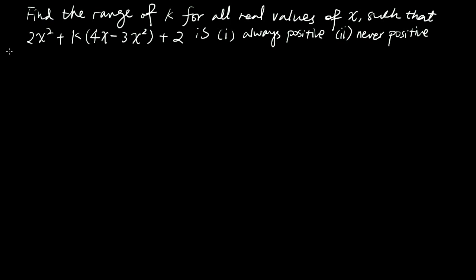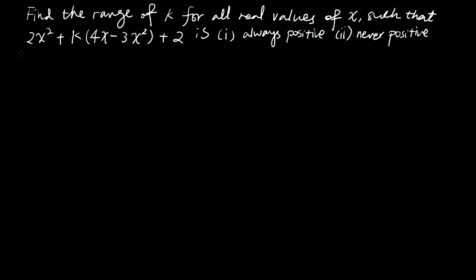Today I'm going to talk about how we solve questions regarding finding the range of k for a particular condition. For example, in this question, find the range of k for all real values of x such that 2x squared plus k times (4x minus 3x squared) plus 2 is, in part 1, always positive, or in part 2, never positive. So first of all, let's talk about the concept.